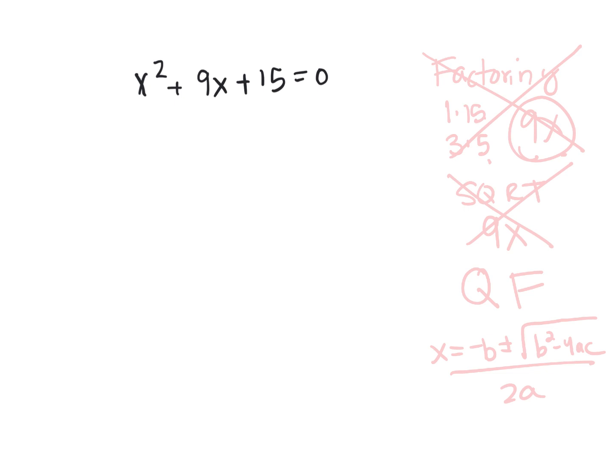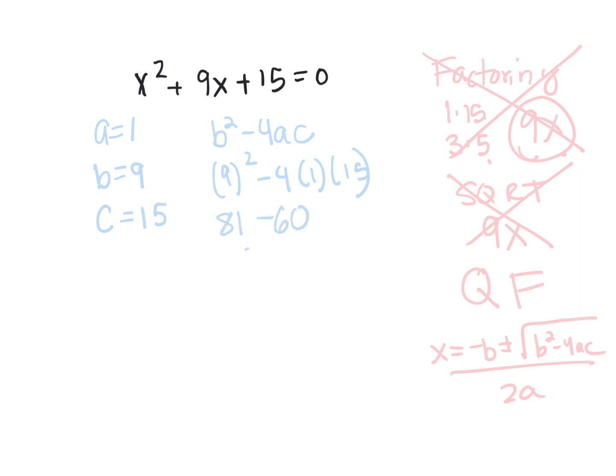So I'm going to identify that my A is 1, that B is 9, and that C is 15. And then when I do my discriminant, b squared minus 4ac, I'm going to have 9 squared minus 4 times 1 times C. And let's see, that's going to give me 81 minus 60, which is going to give me 21. So a positive discriminant tells me that there's two solutions. So I'm going to need to continue with the problem with the quadratic formula.